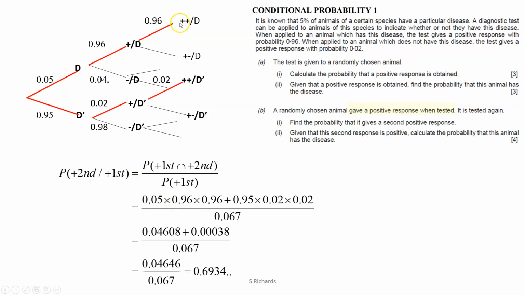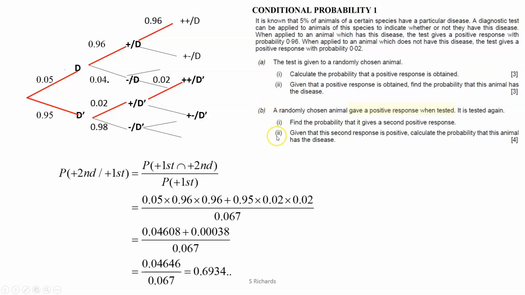multiplication along the branches, the law of total probability: 0.05 times 0.96 times 0.96, diseased, positive, positive, plus 0.95 times 0.02 times 0.02, not diseased, positive, positive. Adding on the numerator the two different options and dividing by the denominator, which is the probability that the first is positive, gives our conditional probability that the first is positive, on the condition that we get a second positive response. 0.6934 is the required probability.